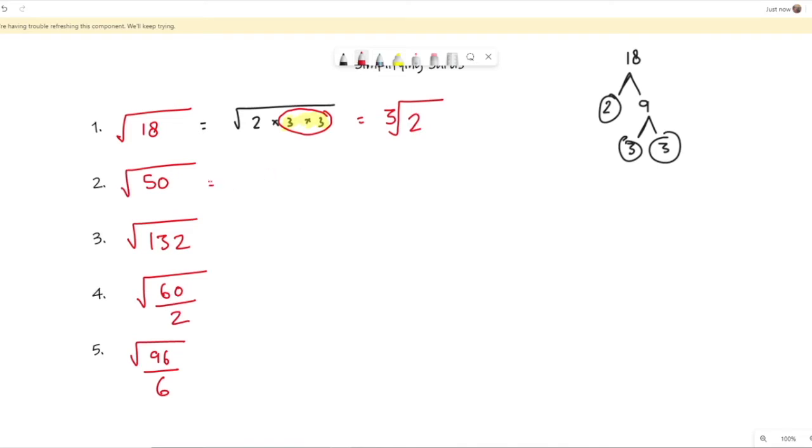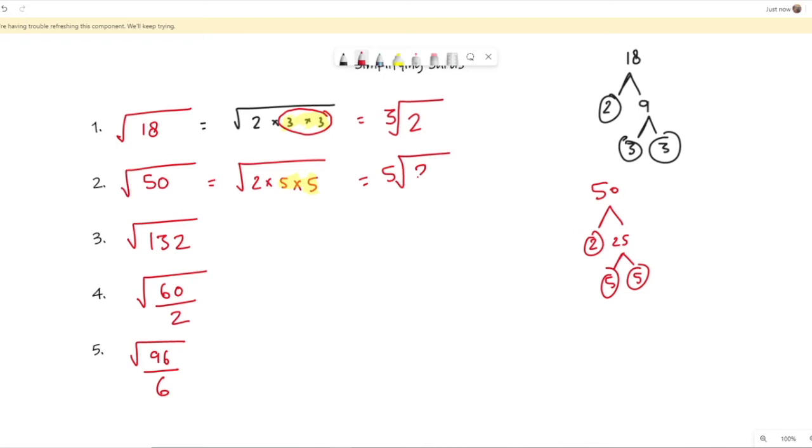Let's see the second one, 50. We have to find the prime factors of 50. So it's 2 times 25, and 25 is 5 times 5. The other primes, so it's 2, 5, 5. So it will look something like this. So I can again see a group of 5s. So one 5 will go out, and what's left inside is 2.